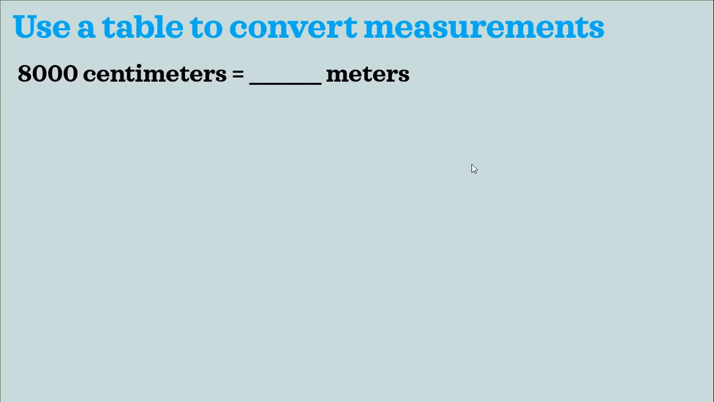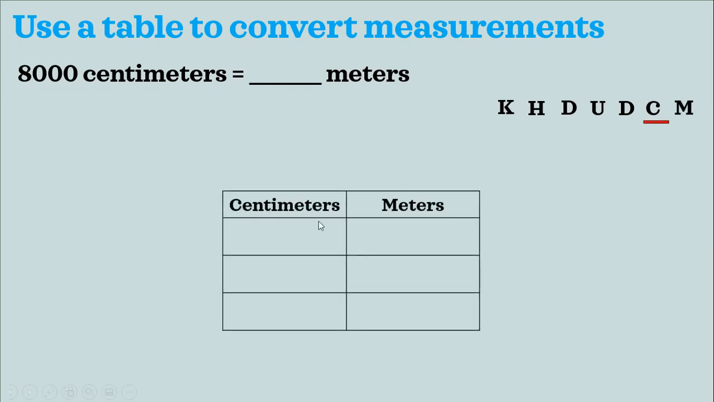Now let's go from 8,000 centimeters to meters. King Henry died unusually drinking chocolate milk. Here's our table. Centimeters is at the start because that's what we're starting with, and meters is the second part of our table because that's what we're ending in. We're going from centimeters to meters, which is our unit. So we're going over 2 places in our metric system. 10 times 10 is 100, so we're going to be dividing by 100.